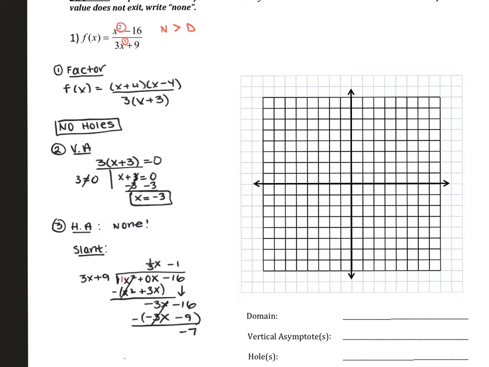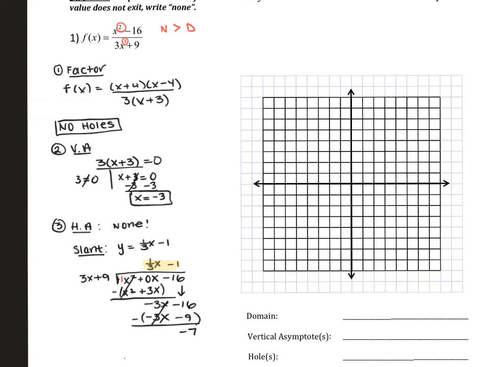So remember, the slant asymptote is just the stuff up here in the quotient. We don't care about the remainder or the dividend or even the divisor. So my slant asymptote is the line y equals 1/3 x minus 1.